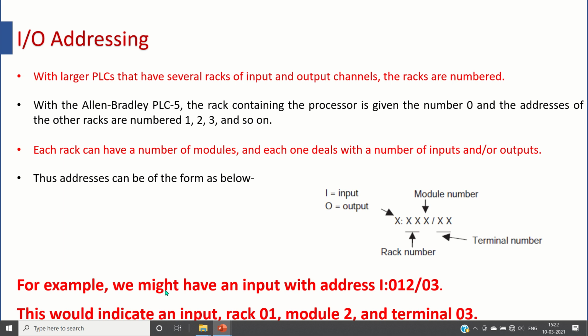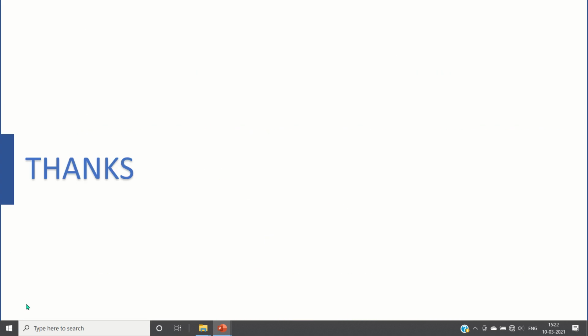So if I address an input like this, 012/03, then I stands for the input, 01 stands for the rack number, 2 stands for the module number, and in module number 2 the terminal is 3. Although this is a bit confusing at the beginning, it is very simple, and once you are accustomed to working with one or another PLC, it will be much easier for you to follow this particular alphanumeric nomenclature.